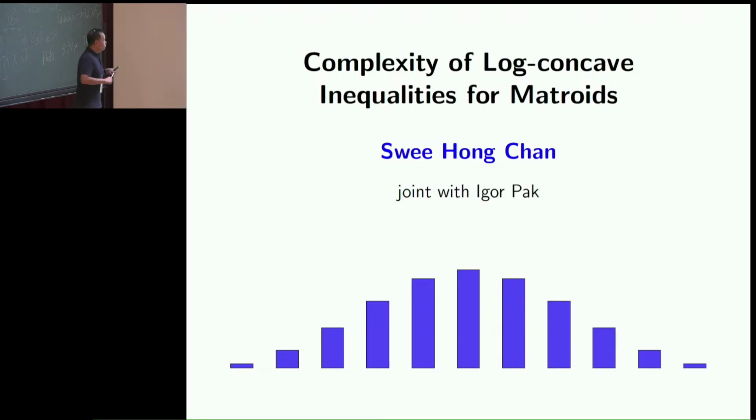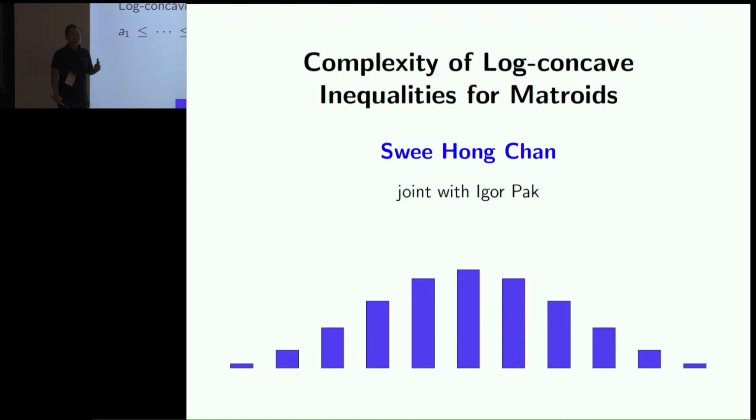Okay, so the main character of today's talk is the log-concave inequality, and here is what I mean by that. For today, we will always have a sequence a1, a2, up to an. These will always be non-negative integers. And we say that this sequence is log-concave if, for any k strictly between 1 and n, the square of the kth number is at least the product of the (k+1)th number and the (k−1)th number.